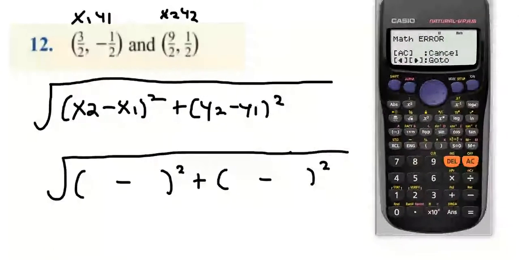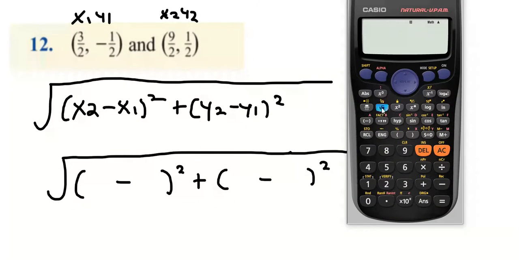And on your calculator, press the fraction button. And what I'm doing right away is I'm just filling it in without anything in it. Now I'm going to go back. Now, what's x2? 9 over 2. Okay, x1. But look, 9 over 2 minus 3 over 2 is 6 over 2, which is just 3, isn't it? It's easy enough to do without it.